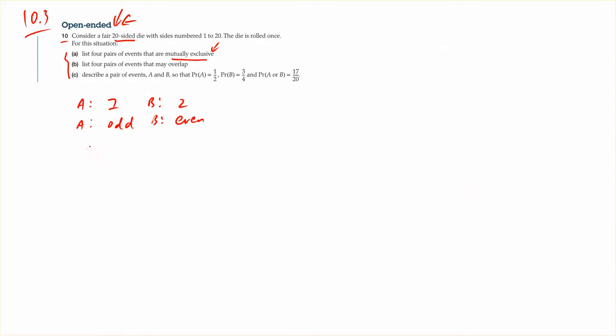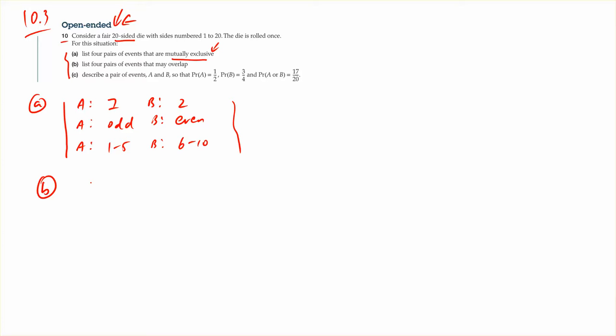Third one. If A is, let's just say 1 to 5, and B is 6 to 10, that's another example of 2 events that are mutually exclusive. Again, there's no overlap at all. Now, I'll just do 3 examples. I'll let you figure out another one. So the key for these questions is don't try to overcomplicate, make it as simple as possible, because you're not going to get extra marks for making it really fancy.